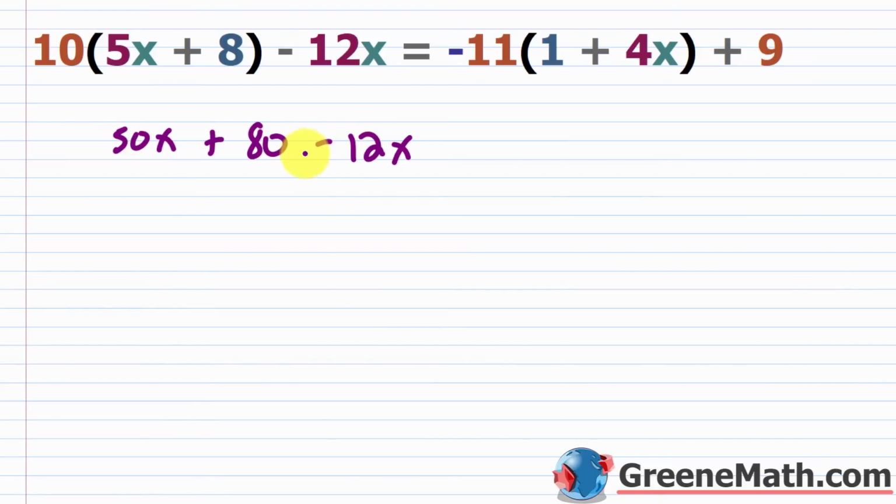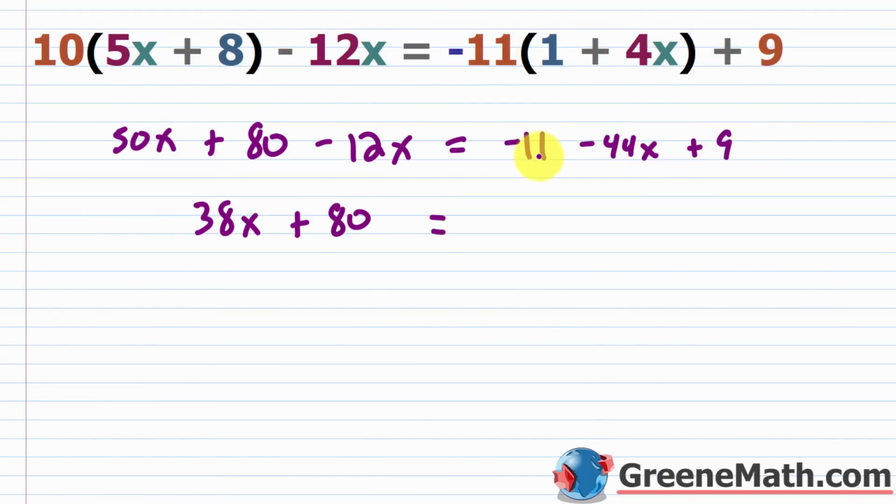Now, we know that 50x and negative 12x are like terms. And if I perform that operation, I'm going to get 38x. So let's put 38x and then plus 80 like this. Let's put equals, and over here on the right, again, I can use my distributive property. Negative 11 times 1 is negative 11. Then negative 11 times 4x is minus 44x. And then basically I just have this plus 9. Now, you see that negative 11 and positive 9 can be combined. That would be negative 2. So let's put negative 44x like this, and let's put minus 2 like this.